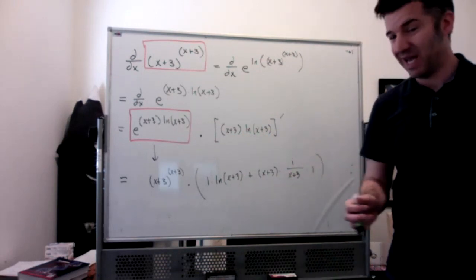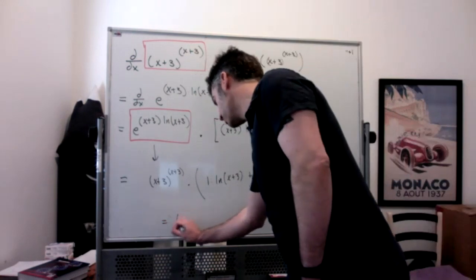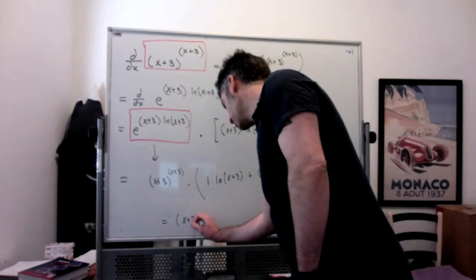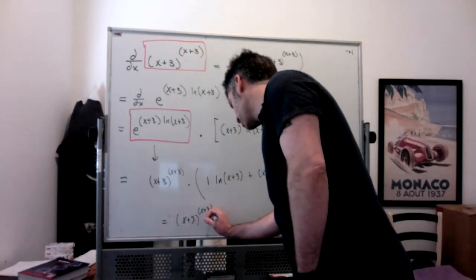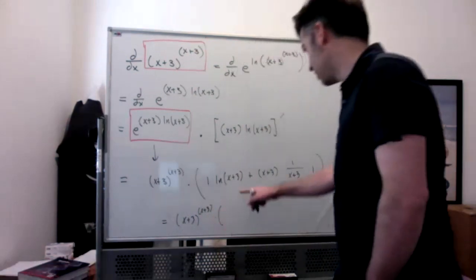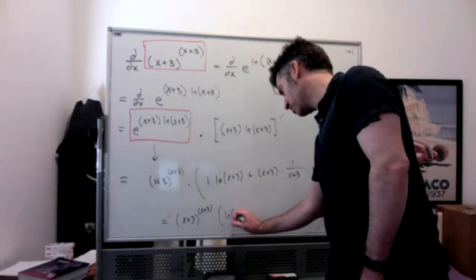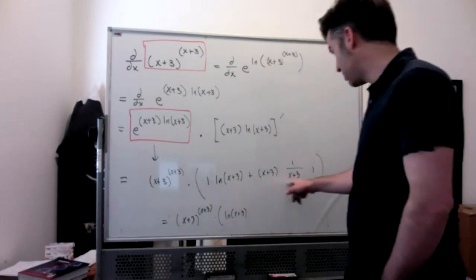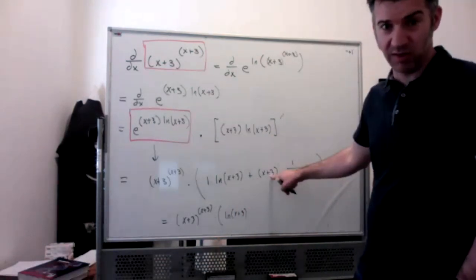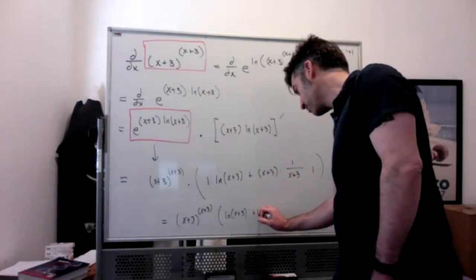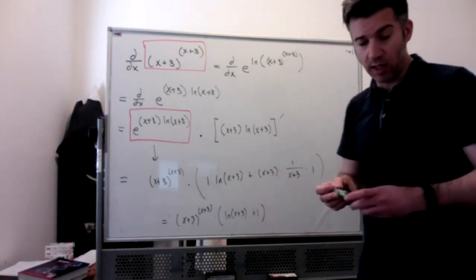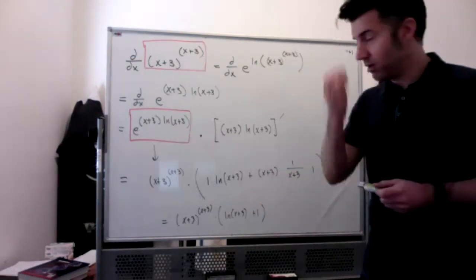So simplifying just a tiny bit, this is equal to x plus 3 to the x plus 3 power times the natural log of x plus 3 plus 1, right? This simplifies to 1, x plus 3 divided by x plus 3. And that's one of the two ways you can find this derivative.